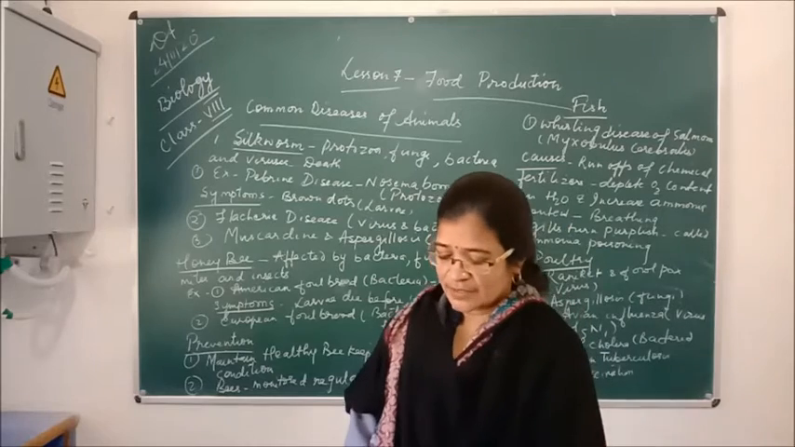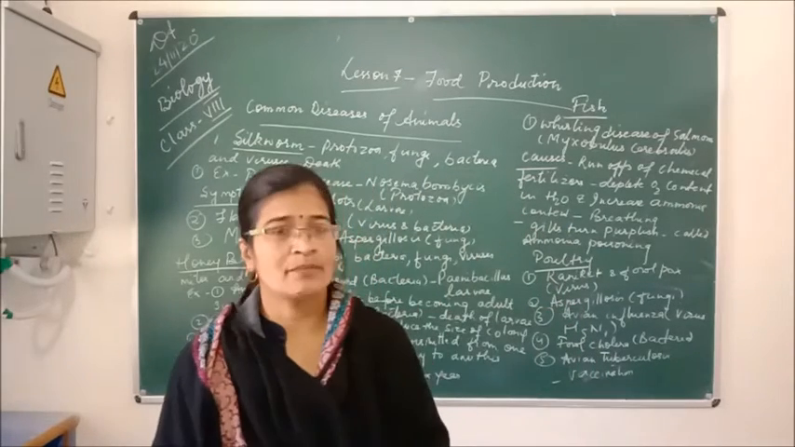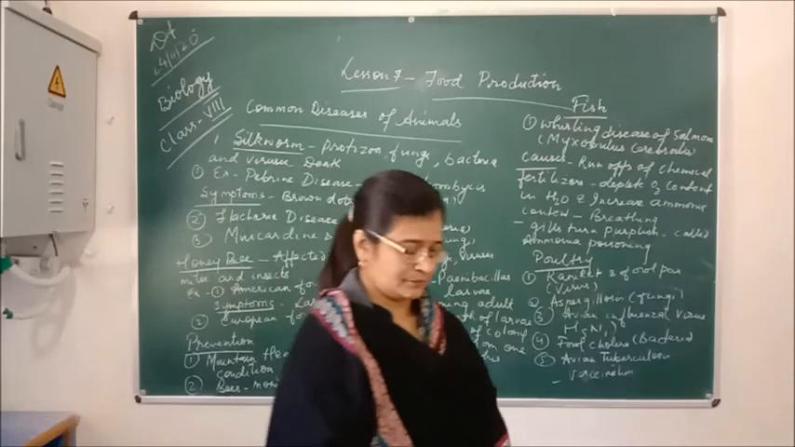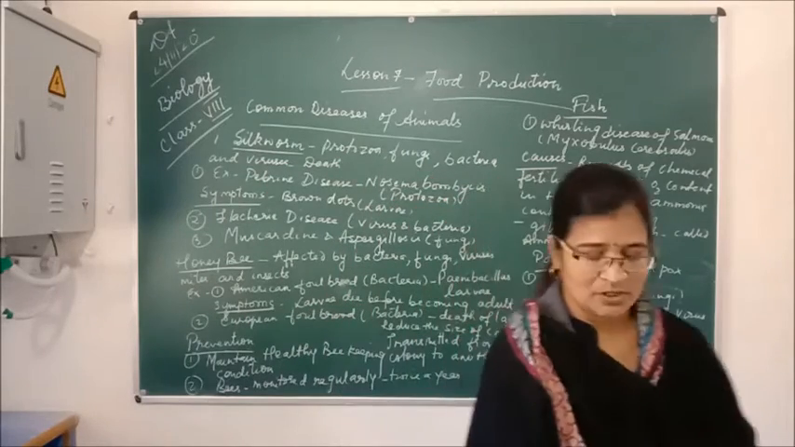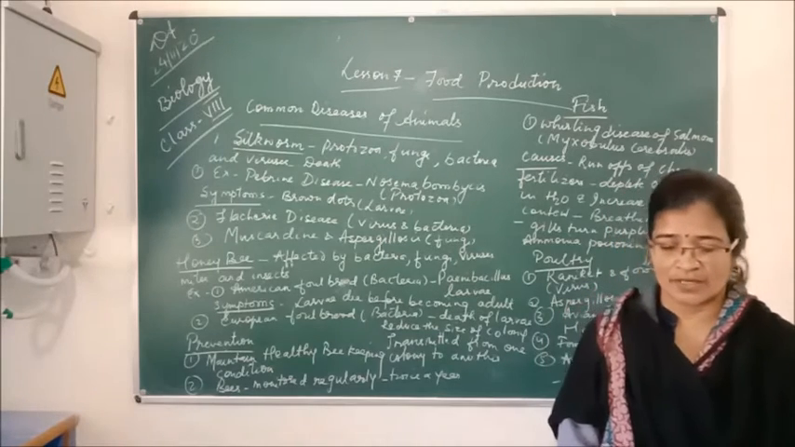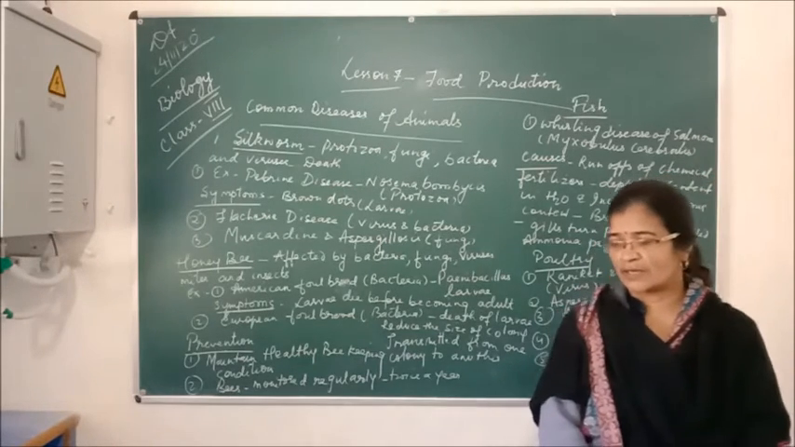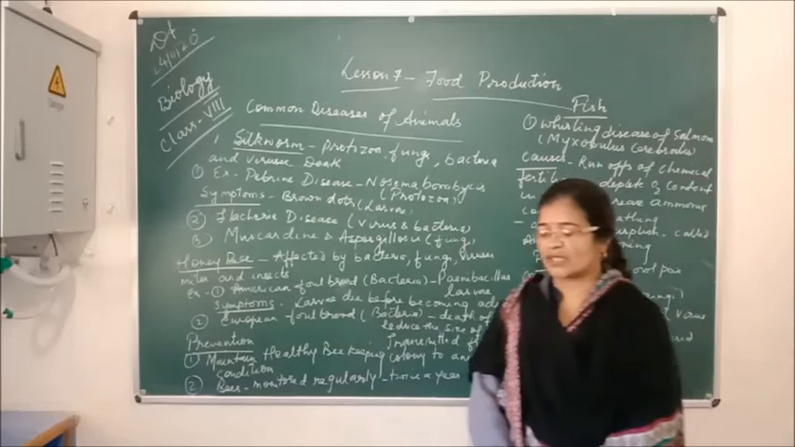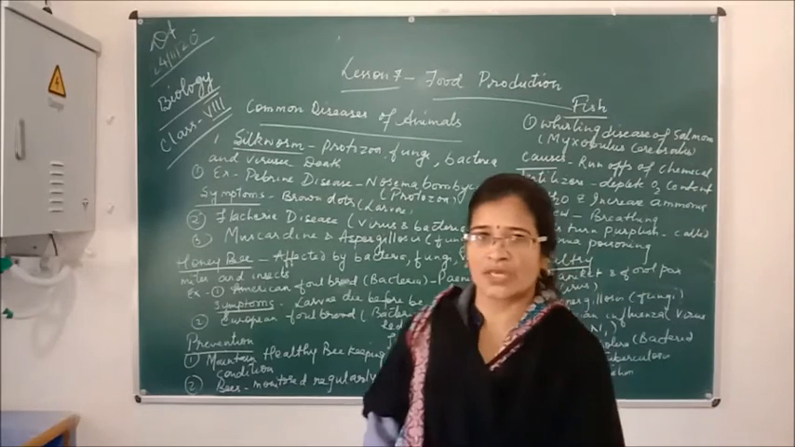So, we'll continue the lesson of food production in class 8 biology. In the last period, I taught you about the livestock farming in which the domesticated animals are raised. And in the domesticated animals, we have studied about the draught animals as well as milch animal.